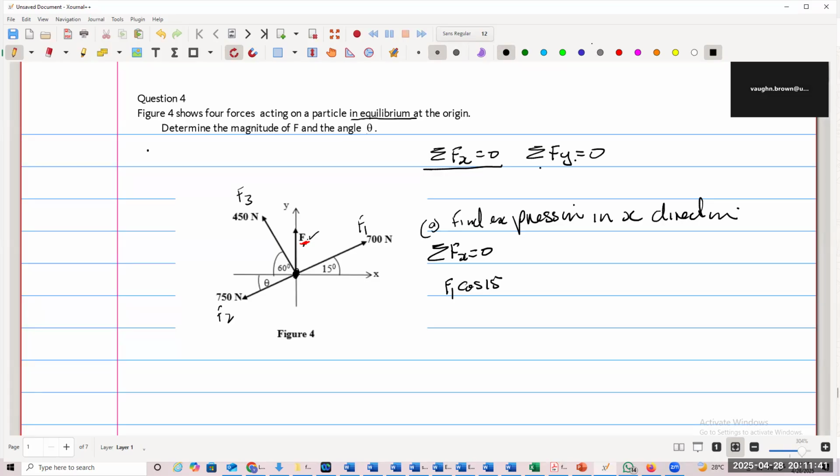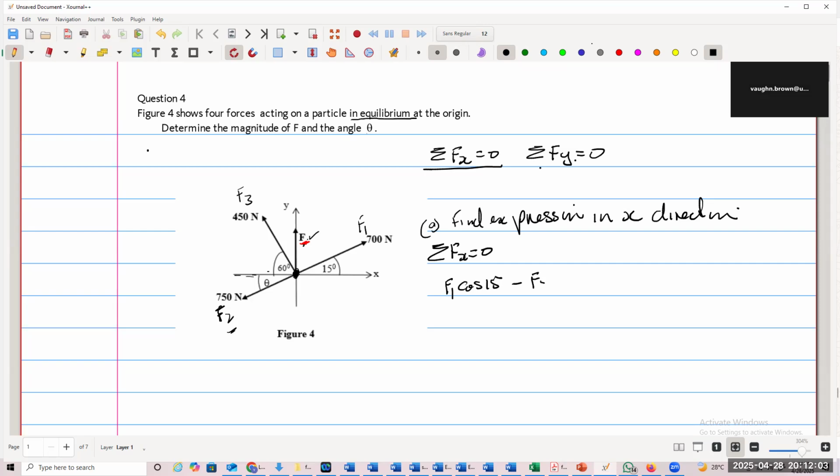What other one do we have now? We have F2 down here. F2 is 700, but it is going down in the third quadrant. Both components are negative once you see them in the third quadrant. So in the x, let's do the x component first. The component in the x is going to be minus.